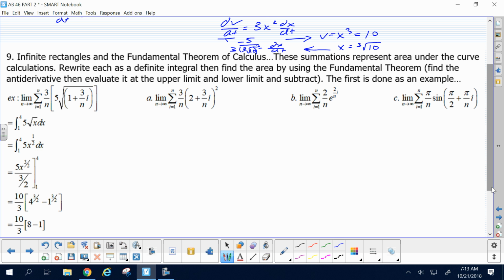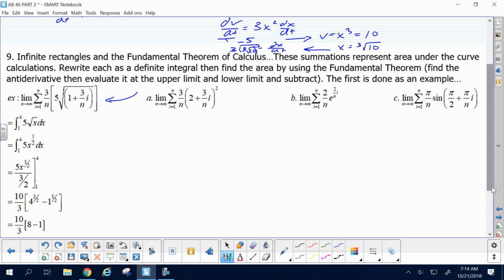In every case, I actually gave you an example here. In every case, I'm giving you a summation that's meant to be illustrating how to find area under a curve by infinite rectangles. Your goal is to figure out what is the curve, what's the region, and then find that area a different way. Instead of using the formulas and the limit, we're going to express this by what's called a definite integral, which involves taking an antiderivative and evaluating it at the upper limit minus the lower limit.